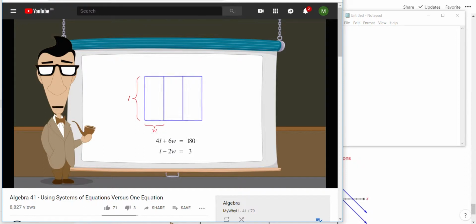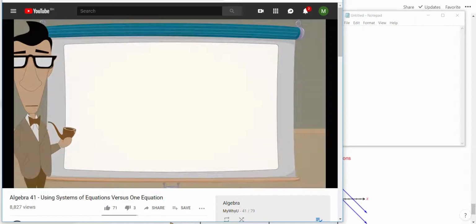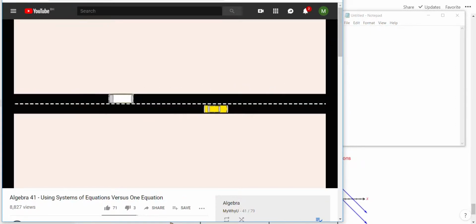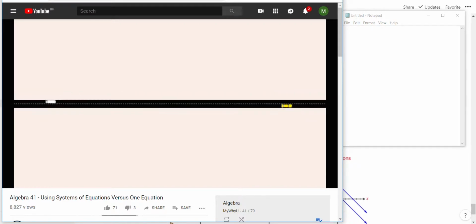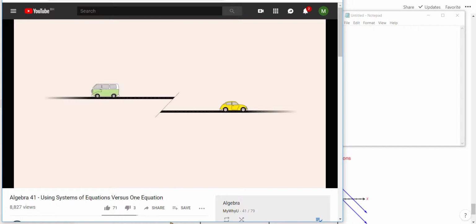Now let's look at another example from the lecture Solving Motion Problems with Linear Equations. In this problem, a car and a bus are each traveling at constant speeds in opposite directions on a highway. 3 hours after they pass each other, they are 360 miles apart. If the car is traveling 10 miles per hour faster than the bus, how fast is each vehicle traveling?